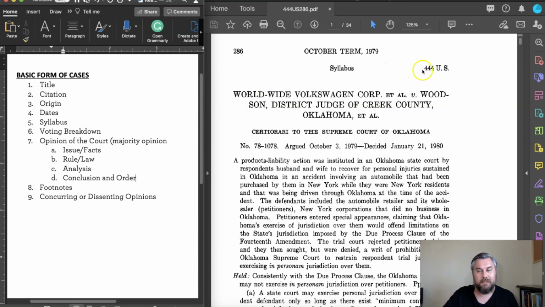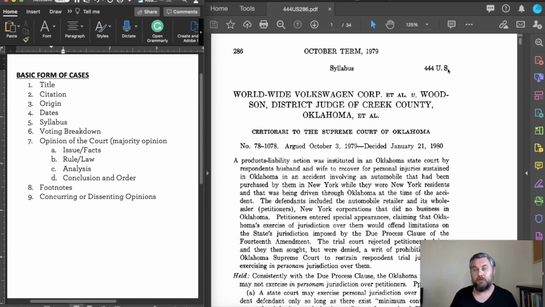You'll also get the citation, and the way to look at the citation is you can look in a couple different places. The first is the citation to the reporter. The first number you're looking at here, that's the volume number, volume 444. That's the actual book in the library that you would go to, number 444. The abbreviation right here is US. That means it's coming from the US reporter.